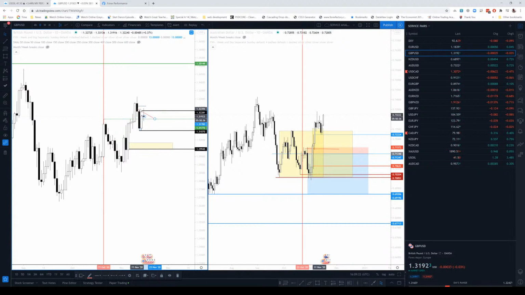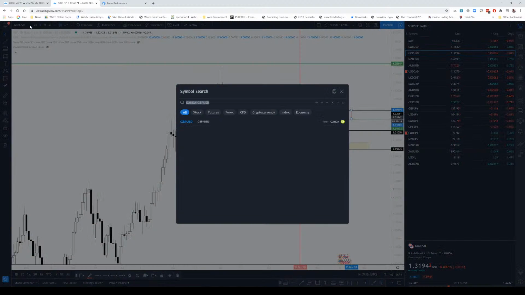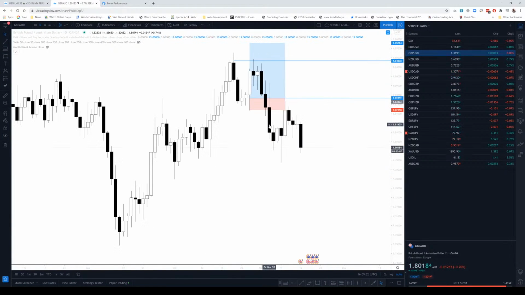Plus, if you look closely on the lower time frame, look how this is going up and look how this is not going up. So the relative strength is to what? Aussie. Aussie is stronger and pound is weaker. So pound Aussie should be dropping. There you go. So pound Aussie.